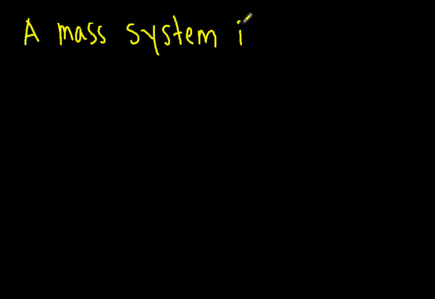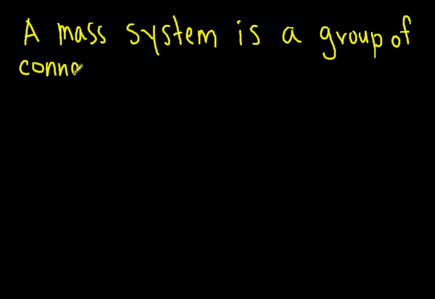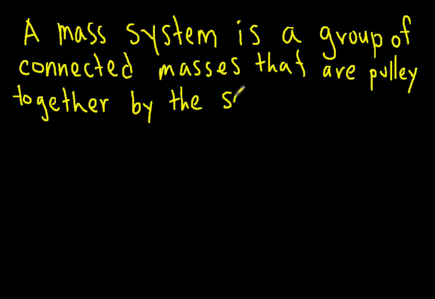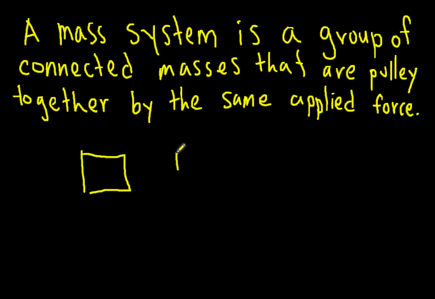A mass system is a group of connected masses that are pulled together by the same applied force. For example, you could imagine a train which has many different cars, all which are different masses along the train, but they're all pulled together by the same force and connected.